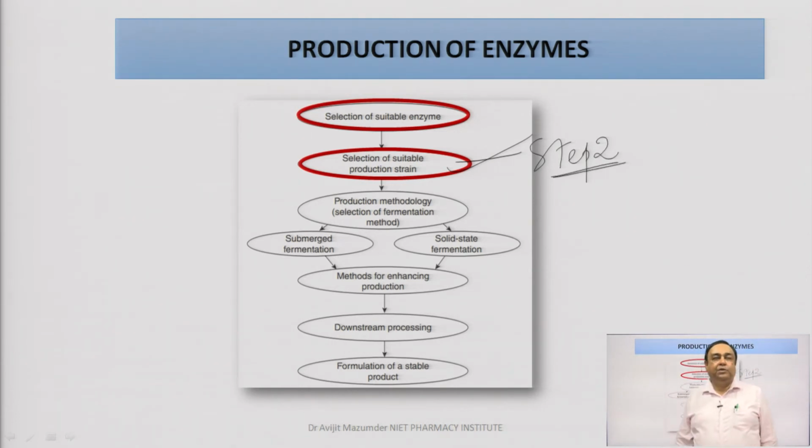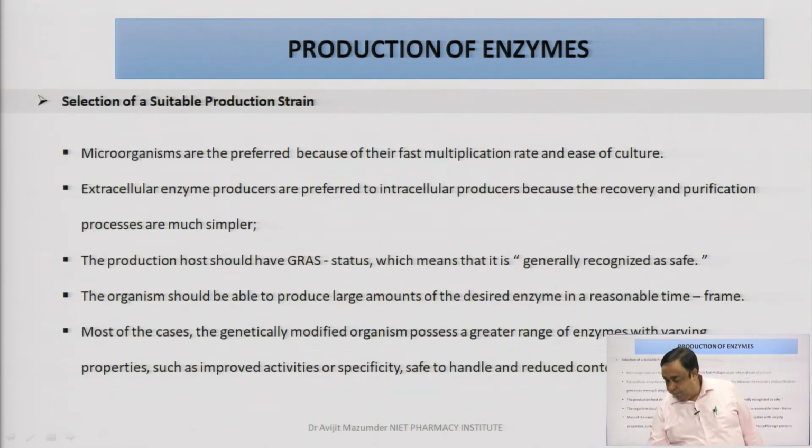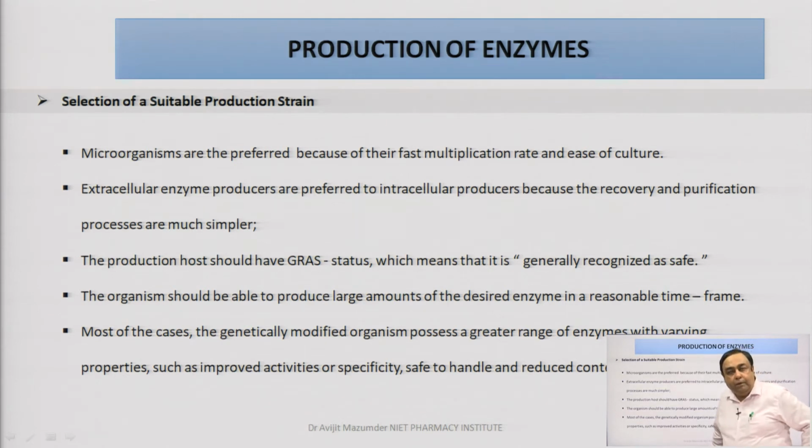selection of a suitable strain. Let us see how we do. Now, whenever we are selecting a strain, there are certain points which you need to keep in your mind. Microorganisms are preferred. Question is why? First of all, the reasons are they have a very fast rate of growth. Two, the ease of culture, you can make them multiply very easily. Three, cheap in nature, easily available. These are some of the factors which have helped us to focus on microbes to be used as the production strain.